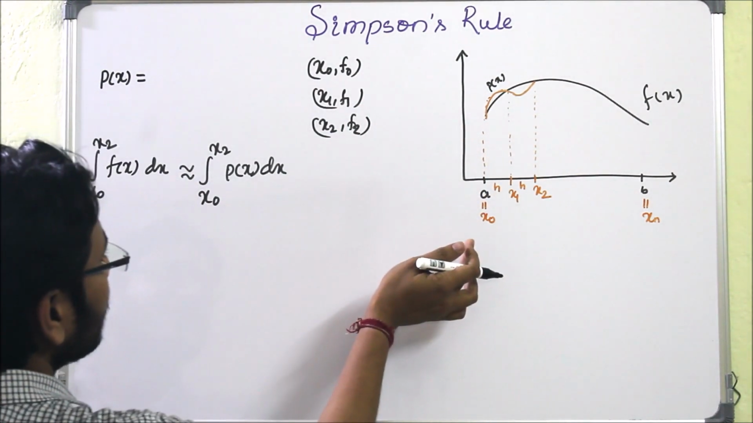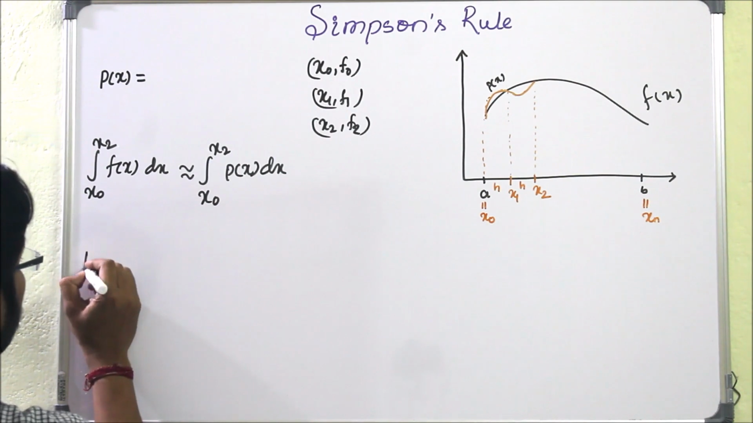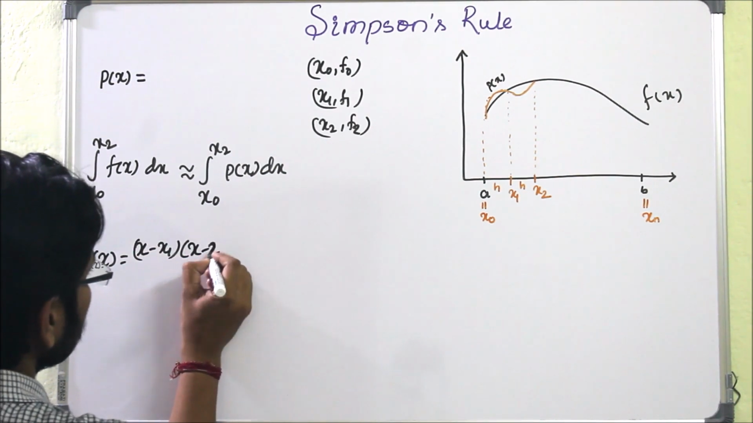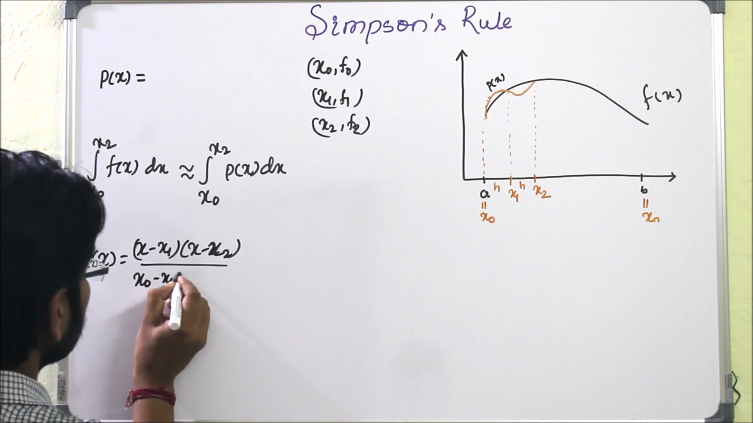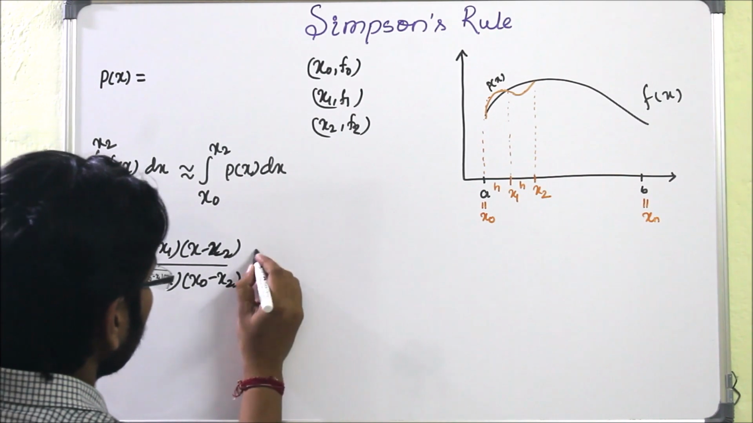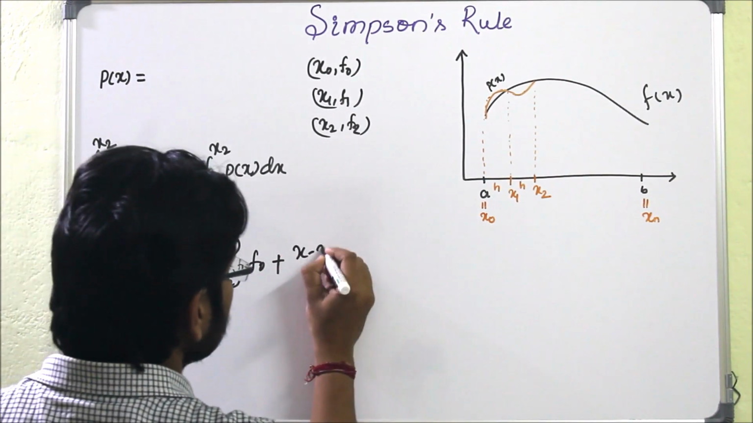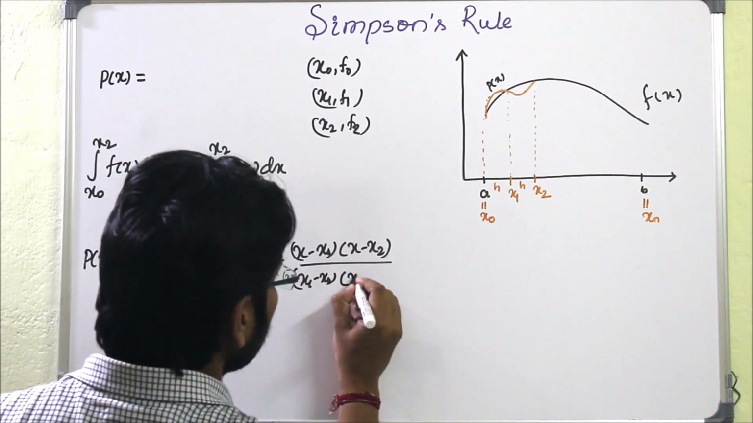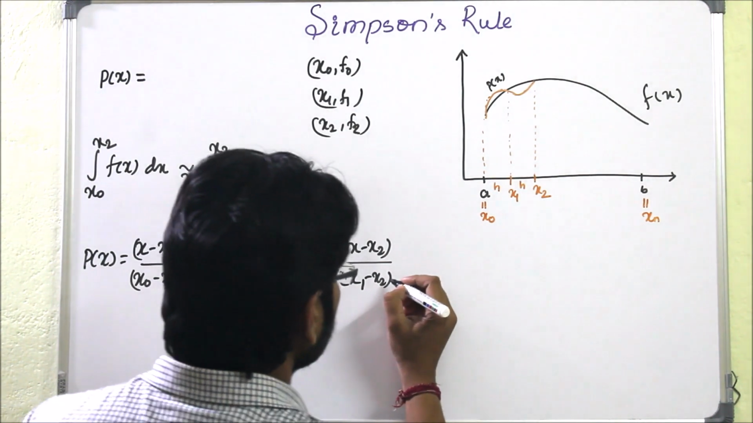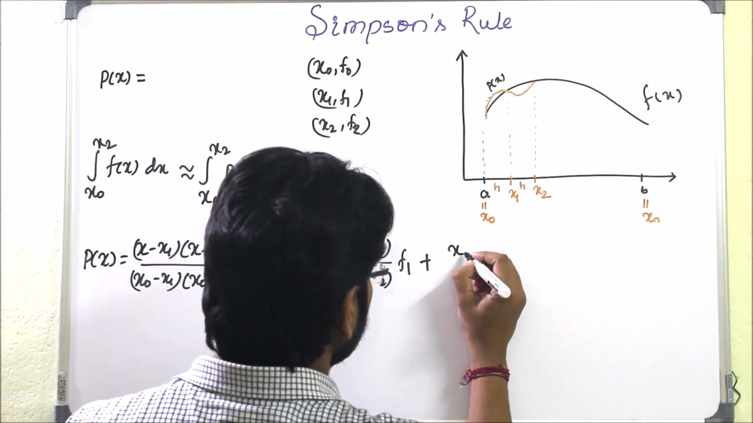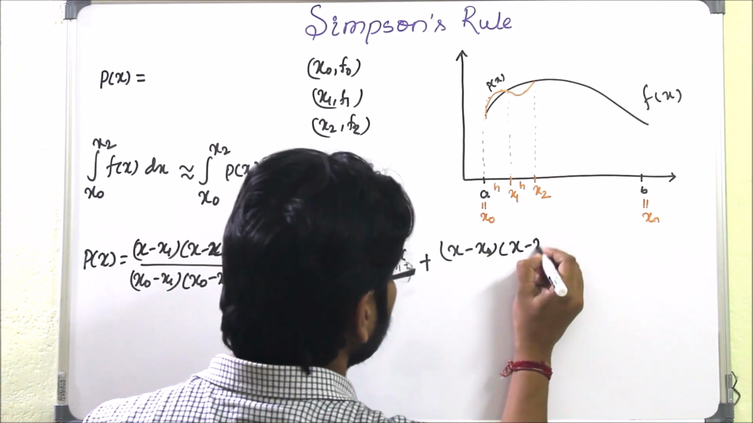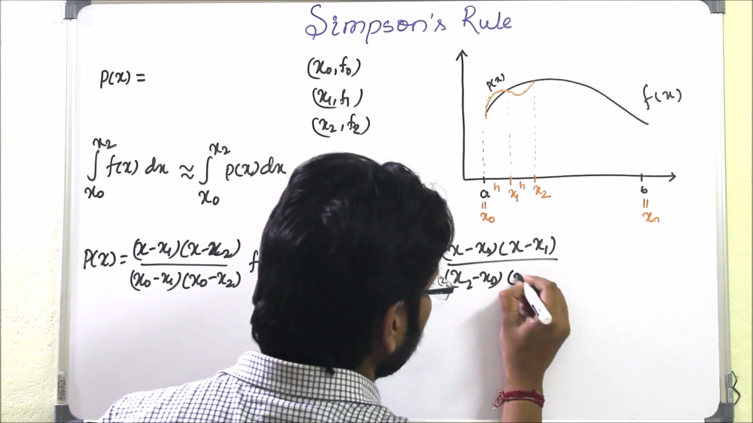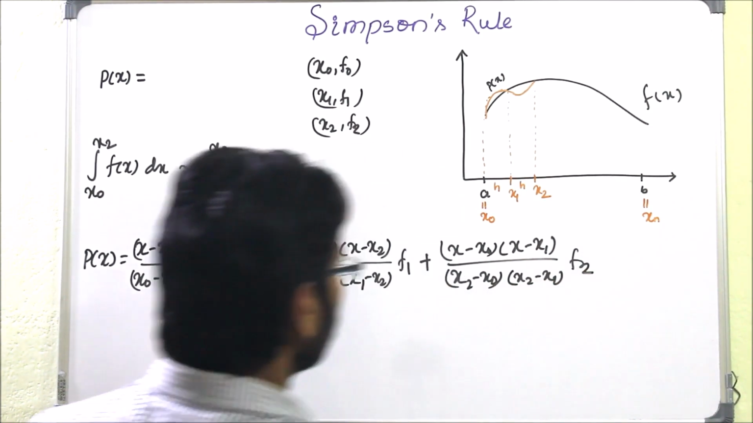So what is p of x? If I write the quadratic polynomial, p of x will be x minus x1, x minus x2 divided by x0 minus x1, x0 minus x2, times f0, plus x minus x0, x minus x2 divided by x1 minus x0 into x1 minus x2, times f1, plus x minus x0, x minus x1 divided by x2 minus x0, x2 minus x1, times f2. In this way we can write it.